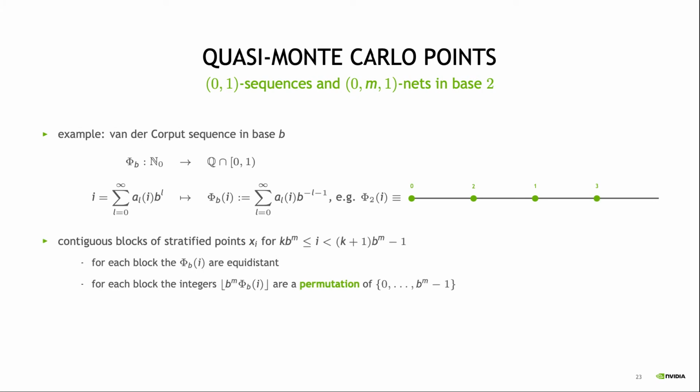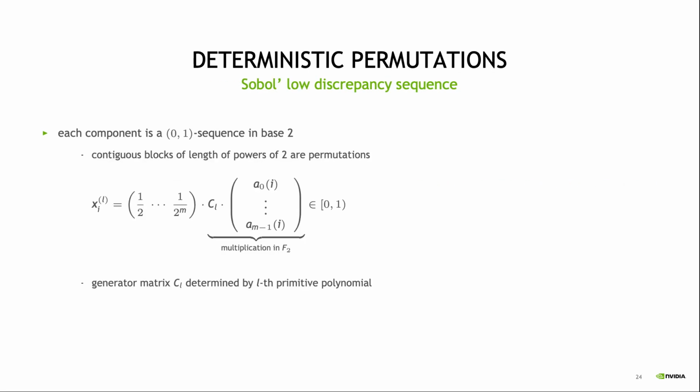In fact, contiguous blocks of b to the m points will be equidistant, and multiplied by b to the m form a permutation. In fact, these permutations are progressive. In general, the components of the Sobol sequence are determined by a generator matrix C that is multiplied by the binary representation of the integer i, all in base 2, meaning in the field F2 of 2 elements.